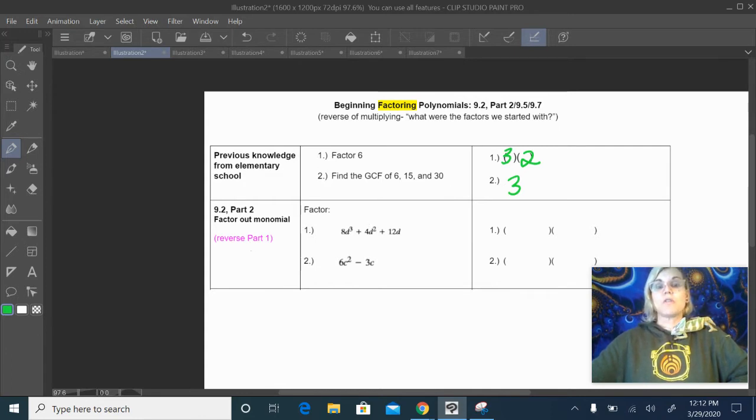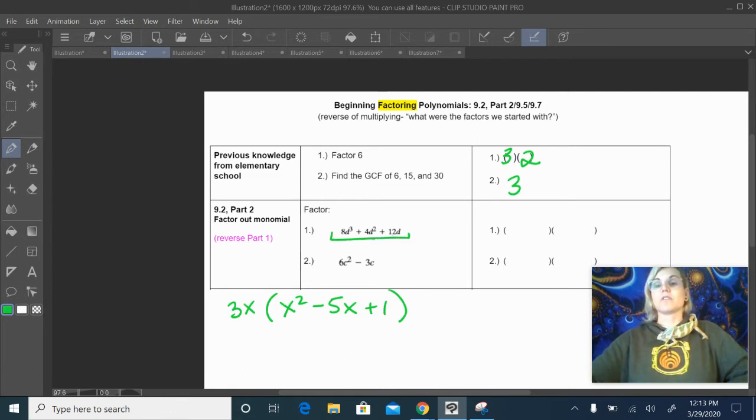In 9.2, in the first part, we learned something like this. We had a monomial and we were multiplying it by some type of polynomial, either a trinomial or a binomial, and then essentially this would have been our final answer. Now we're going backwards. We're reversing it when we're factoring. So what I want to figure out is the greatest common factor. That was essentially what the monomial was. What is the greatest common factor of 8, 4, and 12? I like to start with the numbers first. Well, 4 is the greatest one that goes into all of them.